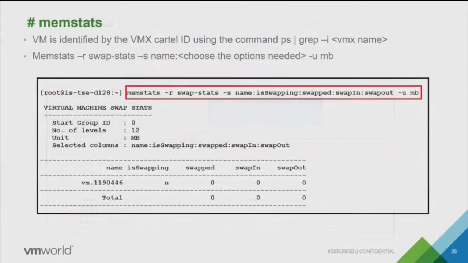Now if we want to look up the swap information as well, we can use memstats -r and then swap statistics. And then I can also record the information that I need. So let's say in this case I'm using swap, swap in and swap out. And then I'm checking whether it is even swapping, which is the question, right? So I'm again looking at the cartel ID information, which we see as VM 1190446. Is it swapping? It says no. If it is swapping, you will find a Y there, and then you will see the swap in and swap out numbers if the VM is actually swapping.